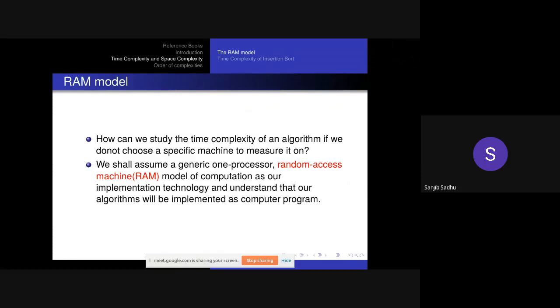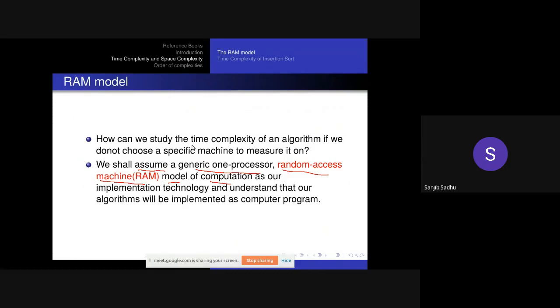For this we assume there exists a processor. Processor means CPU, but actually it is theoretical. Please remember, it doesn't exist in reality. It is theoretical or virtual. We shall assume a generic processor, only one CPU, and that is called a random access machine, a RAM model. The RAM model of computation is our implementation technique, and it is based on computer programs.